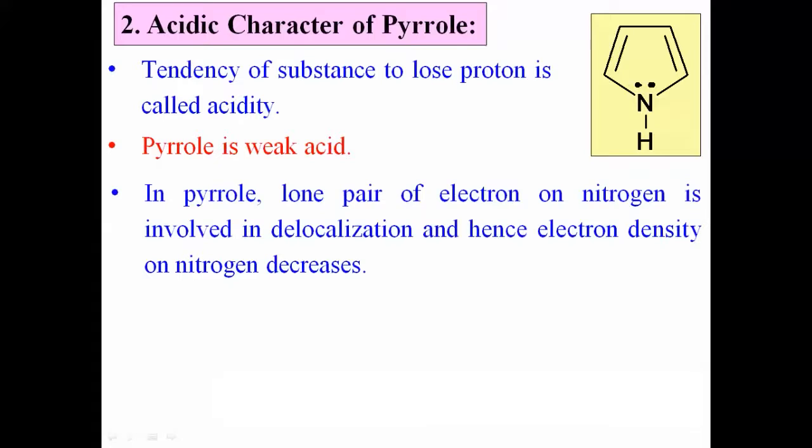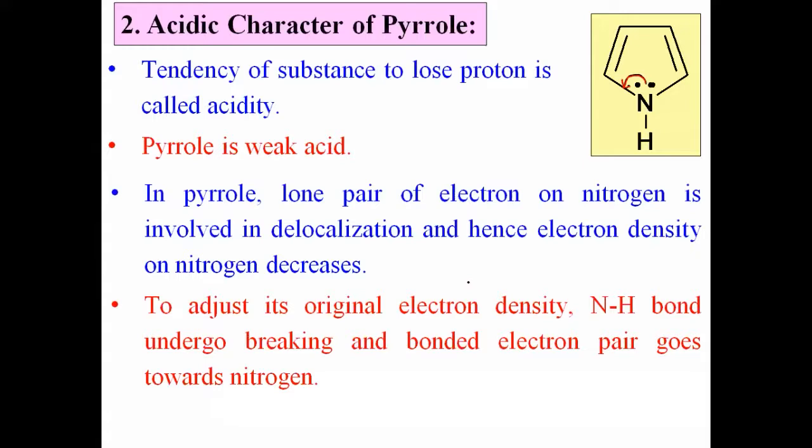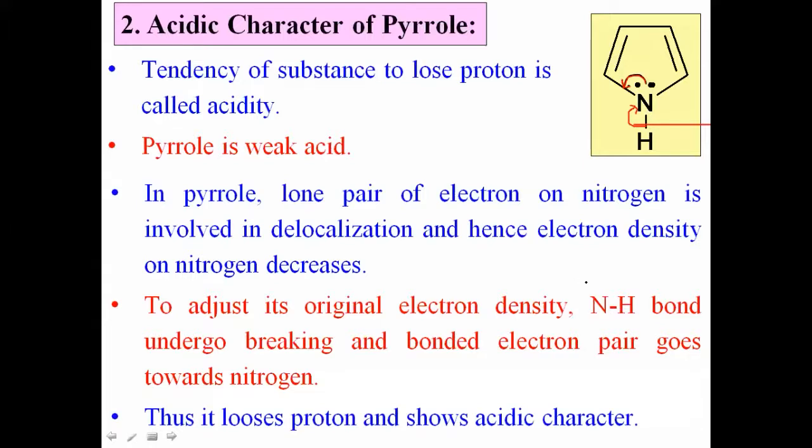In pyrrole, what happens? The lone pair of electrons is involved in delocalization. Because of that, the electron density on the nitrogen decreases. To adjust the original electron density of nitrogen, the NH bond undergoes breaking, and this electron pair goes towards nitrogen. So there is a loss of H+ ion, a loss of proton, which means it shows acidic nature. This is the reason why pyrrole shows acidic nature.